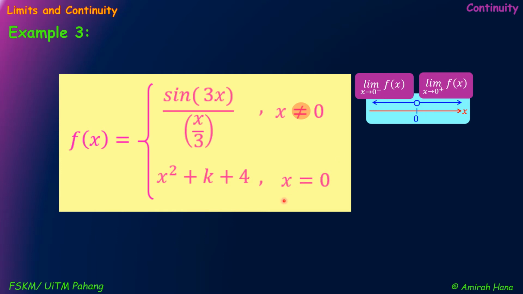And then for domain x equals to 0, when we draw a real number line, we only put a dot on x equals to 0. So we have a dot here when x equals to 0. No arrow to the right and no arrow to the left. It means we do not use this function to find the limit from the left or the limit from the right.